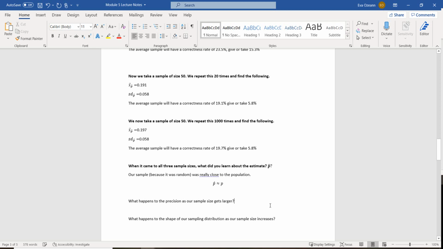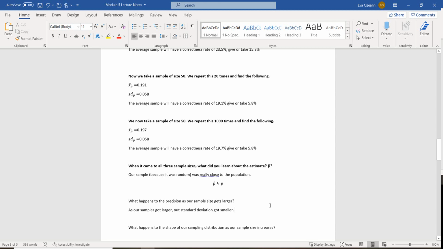So what happens to the precision as our sample gets larger? The precision, that's how far away our samples were from each other. As our samples got larger, our standard deviation got smaller. What that means is that our samples were closer together. So that means as the sample got larger, our precision got better.